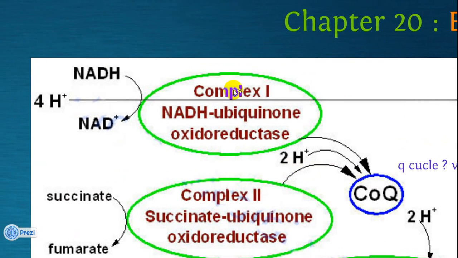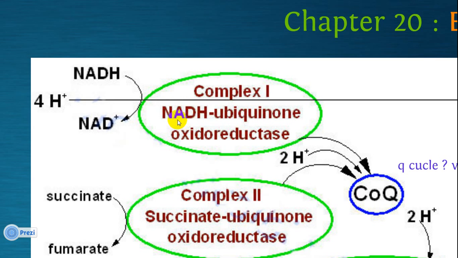Okay, see this complex. This is complex 1. The name of it is NADH ubiquinone oxidoreductase, or NADH coenzyme Q oxidoreductase. The name of this enzyme is very simple. The first part is this part. It's the NADH. It's from.